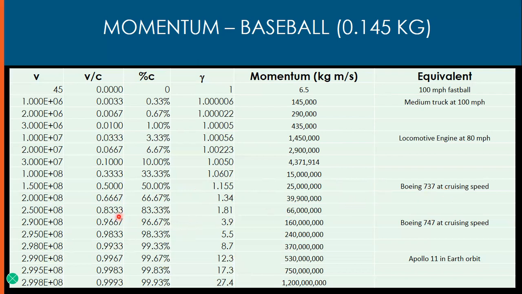Going up to, let's jump here. Let's get to a Boeing 747 at 96.7% of the speed of light. Now it's certainly relativistic because we're getting nearly 4 times as much momentum out of our relativistic equation versus our classical equation. Getting hit by that baseball is not only going to have the same momentum as a 747, it's also going to concentrate the energy in a very, very small area. Apollo 11 in Earth orbit would be that baseball traveling at 99.67% of the speed of light with a Lorentz factor of 12.3. And of course, you can see so on.